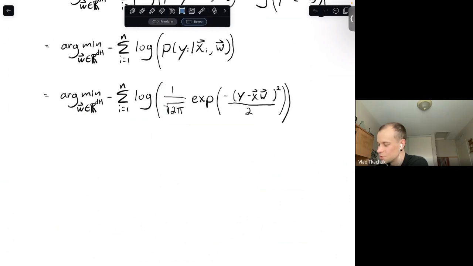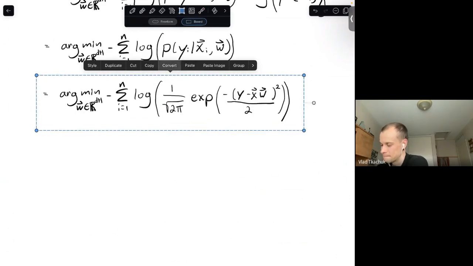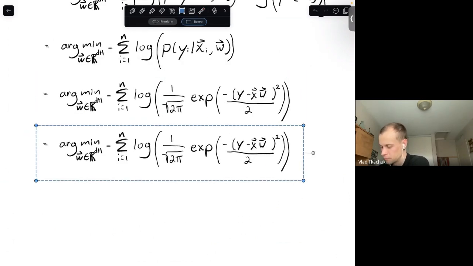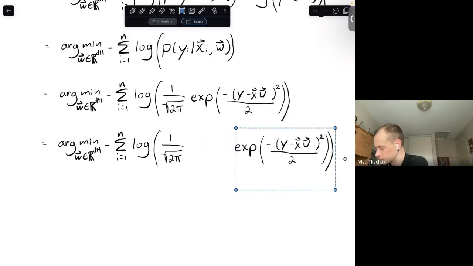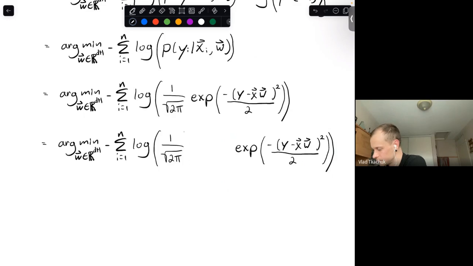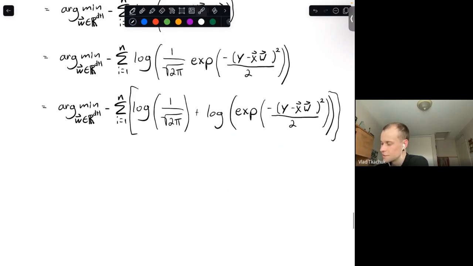So first step, I'm going to once again use the property of logs. I have a product of two things, which I can now write as a sum. So I write it as the sum inside here, and then that's all summed up together. Okay, then same story. This thing doesn't affect the minimizer, so I can remove this. Log and exponential cancel, so then I can remove that.